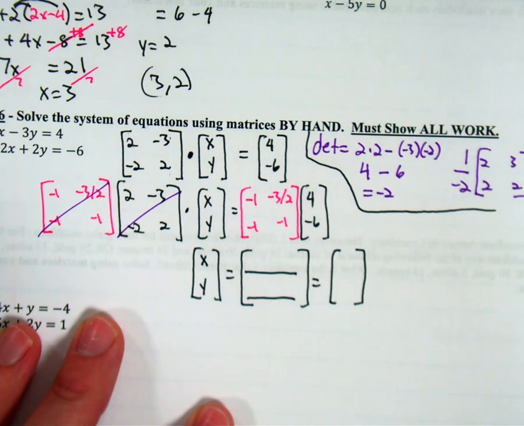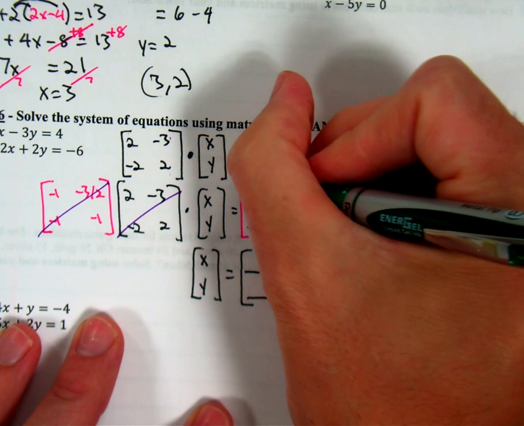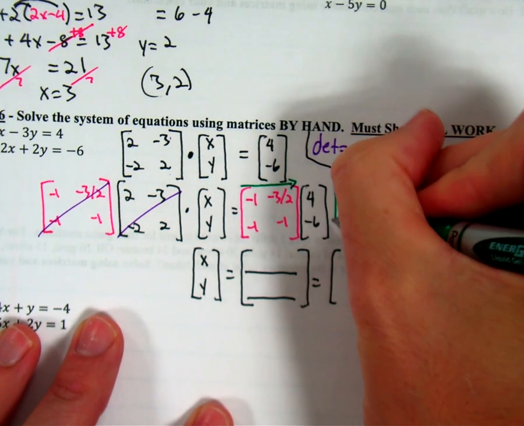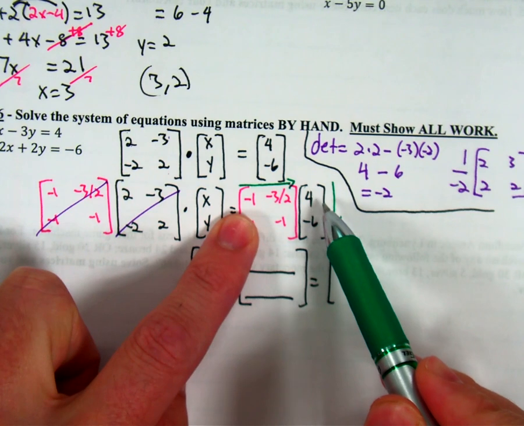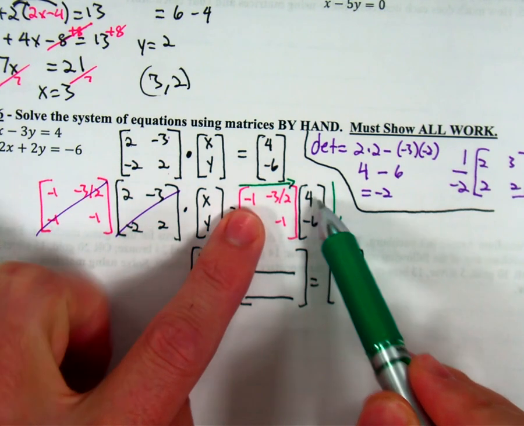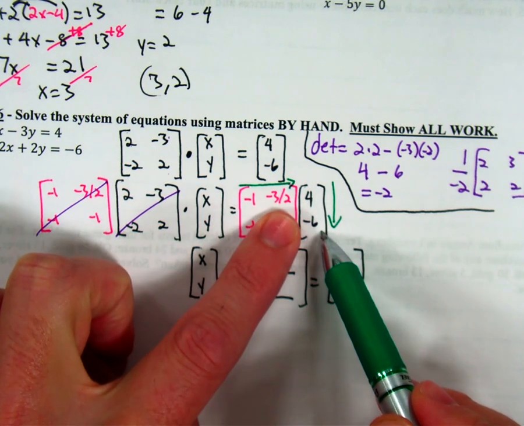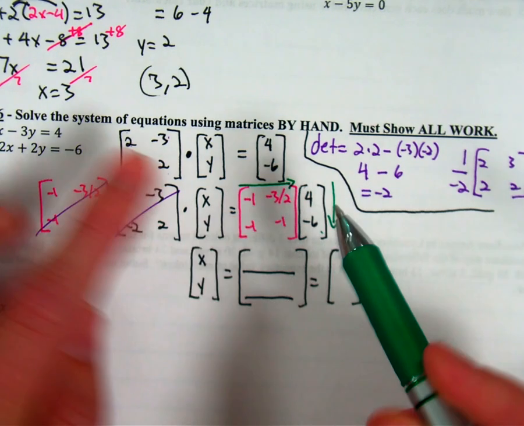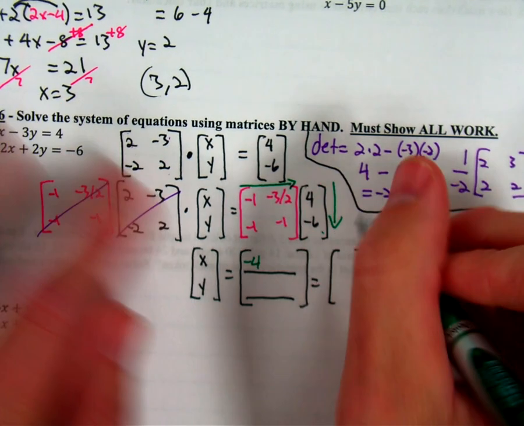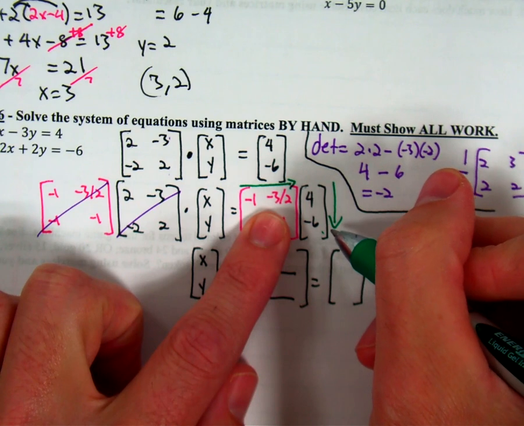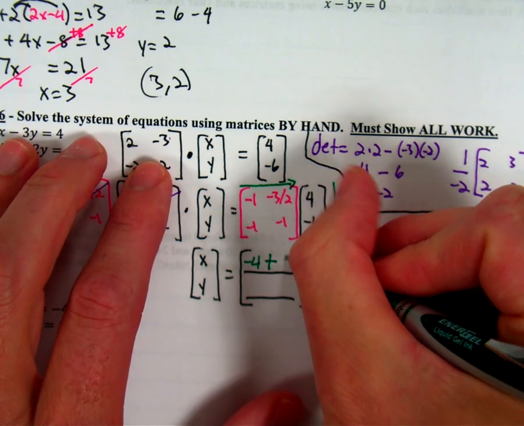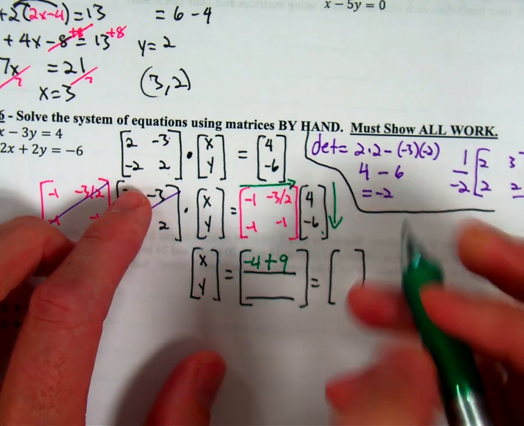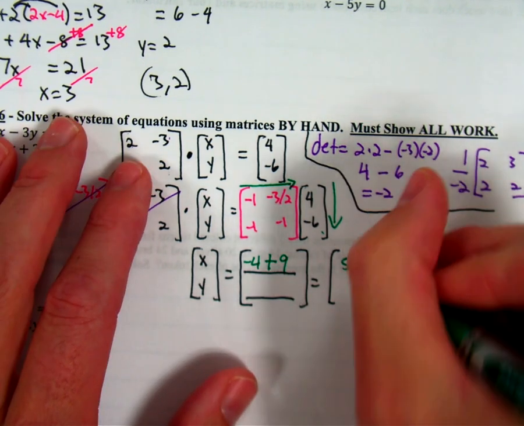Okay, remember it's row times the column. So the first number in the row times the first number in the column. You're going to have negative 1 times 4, and then negative 3 halves times negative 6. So that's going to be negative 4. Negative 3 halves, or negative 1.5, times negative 6 should be a plus 9. And negative 4 and a positive 9 make for a positive 5.